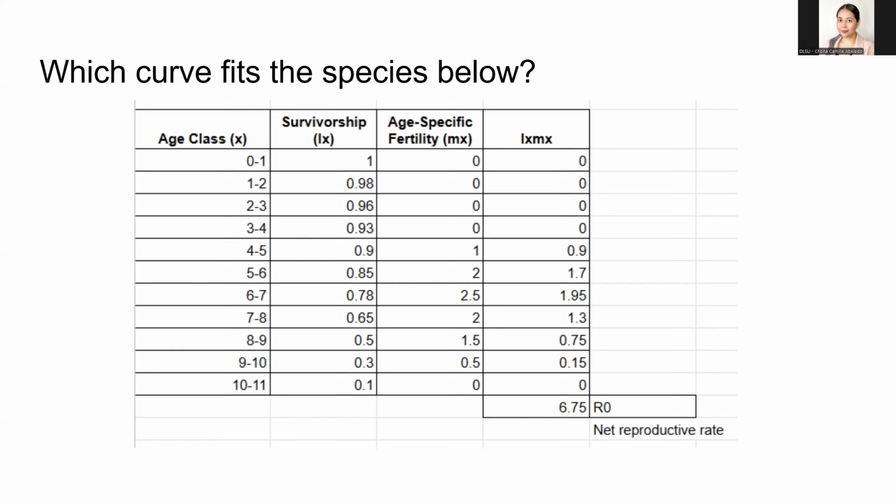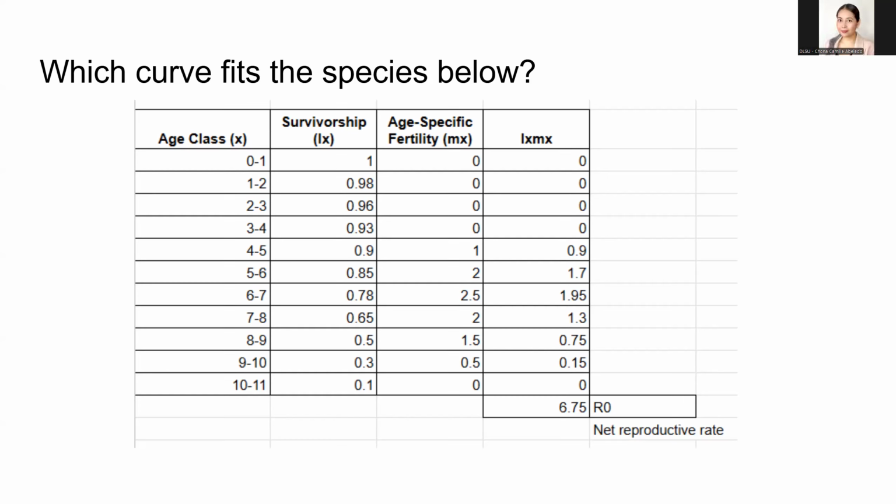Okay. John, do you agree or disagree with Kyle? I agree that this is a type 1 because as can be observed, its survivorship during the younger ages shows that the majority of organisms survive, 0.98, 0.96. And when you reach adulthood, which is most likely 6 to 7 years old because its age-specific fertility is high, most of the organisms will survive, 0.78. Okay, thank you for that.